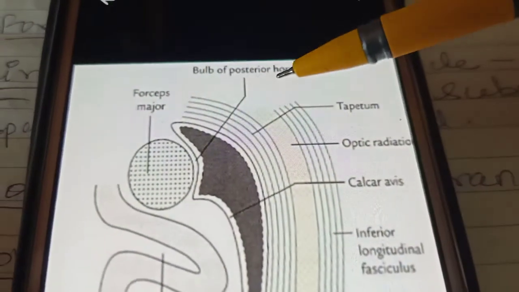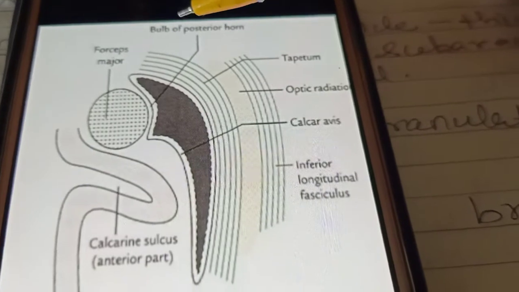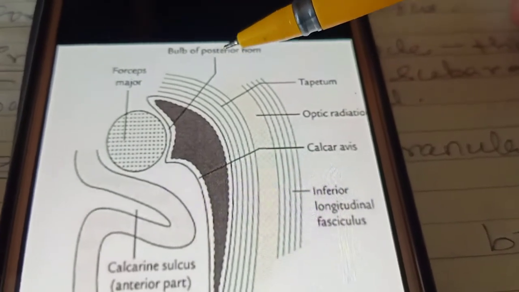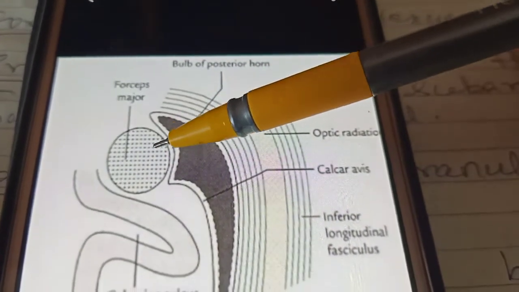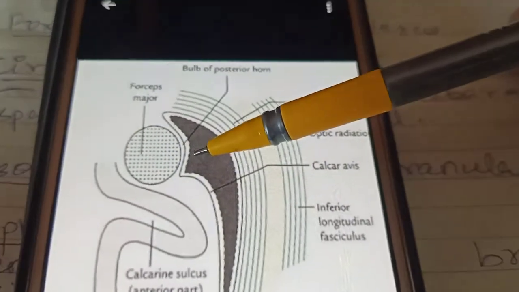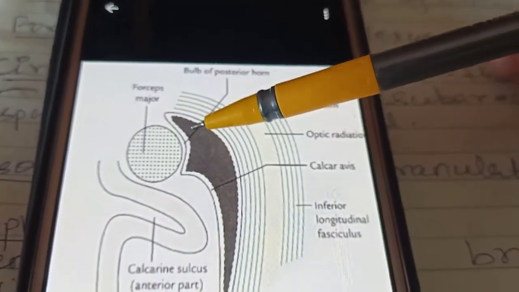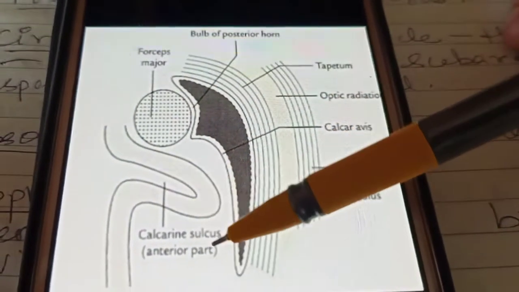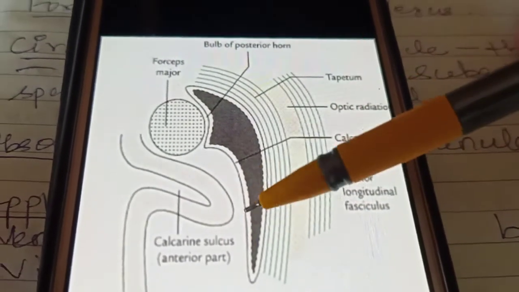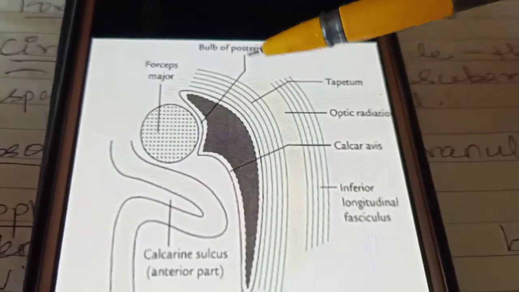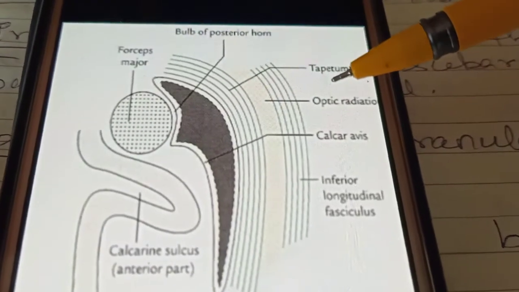Now what is the medial wall? The medial wall is formed by the bulb of the posterior horn, and it is formed by the calcarine sulcus. You all have to remember this, and these diagrams are very, very important.